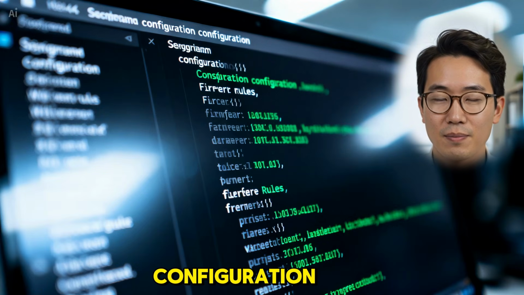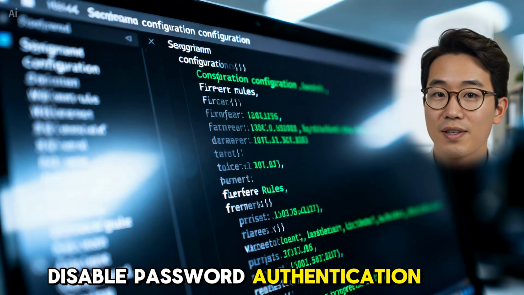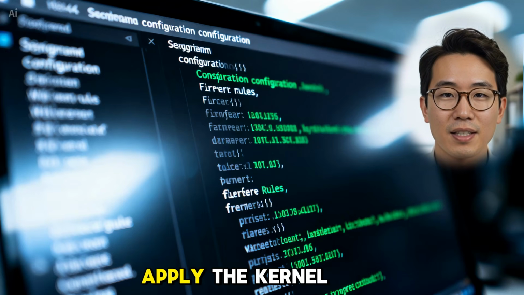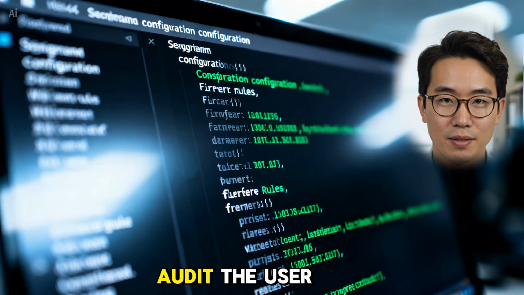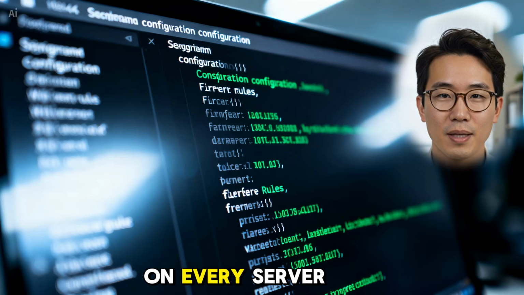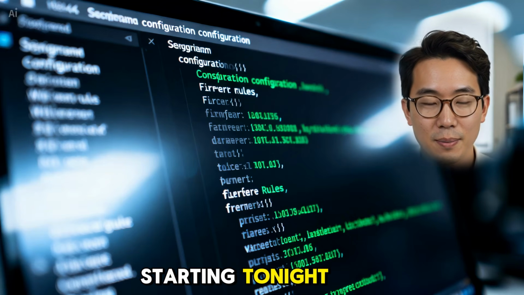Open the SSH configuration. Disable password authentication. Configure the firewall. Stop the unnecessary services. Apply the kernel security parameters. Audit the user privileges. Enable the audit daemon. Do it in that order on every server you're responsible for, starting tonight.